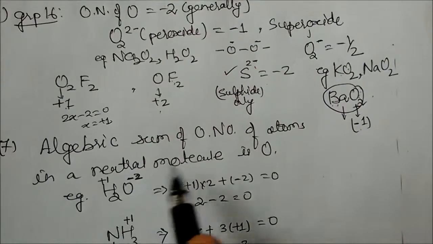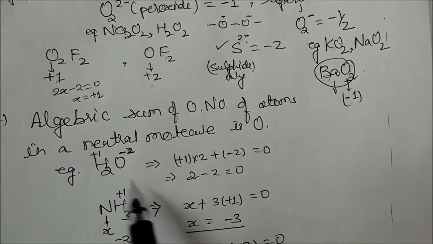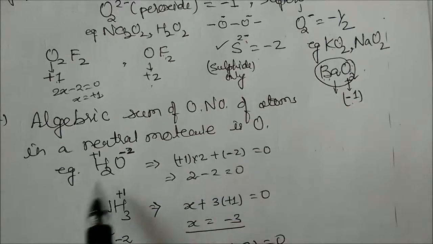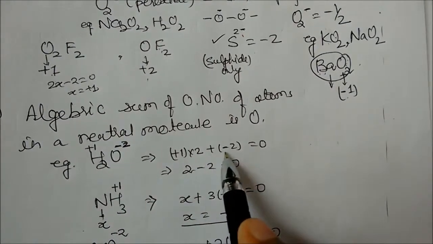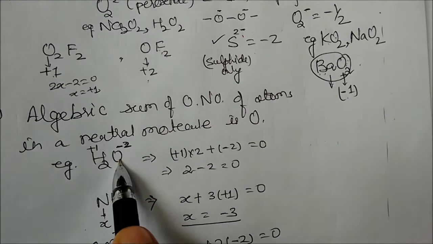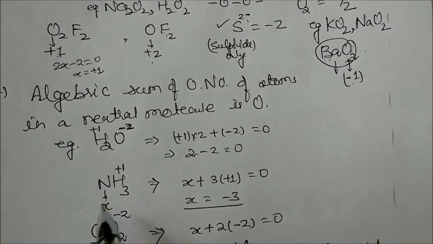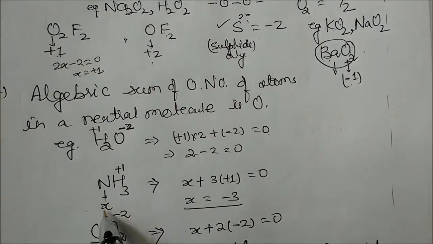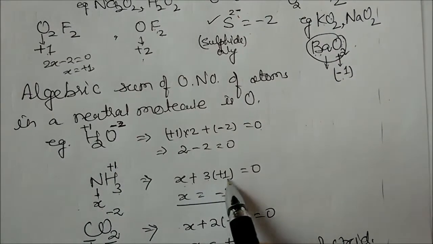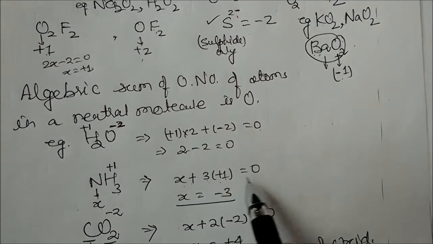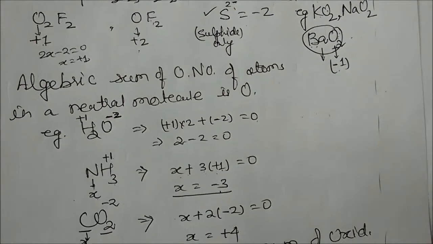Next rule: the algebraic sum of oxidation numbers of atoms in a neutral molecule is 0. Example, water. You can see how to calculate the oxidation number of each molecule, how it is 0. Hydrogen is +1, so +1 into 2 plus the oxidation state of oxygen, -2. So this becomes 0. 2 minus 2 is equal to 0. You take ammonia. Nitrogen is x, hydrogen is +1, so x plus 3 into +1 equal to 0, so x equal to -3. So oxidation number of nitrogen is -3.